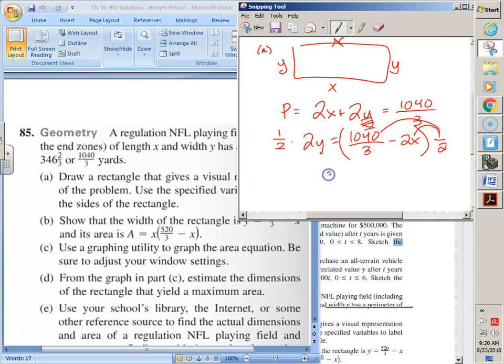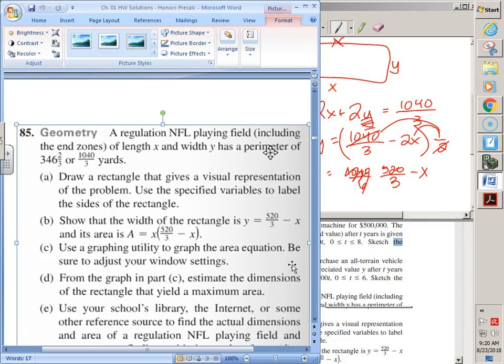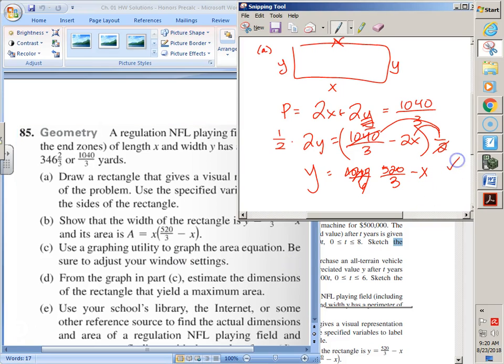Good. So I end up with 1,040 over 6. Wait a minute. I think that these reduce, right? Wouldn't that just be the same thing as 520 over 3 minus x equals? I think that's just what they had right there.